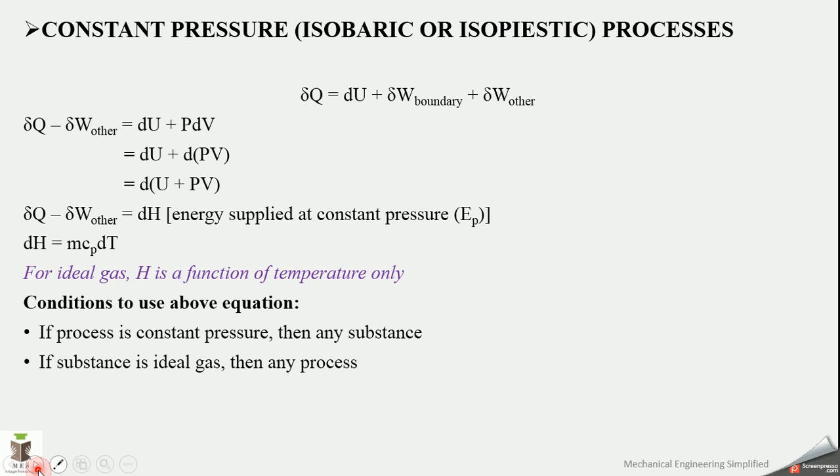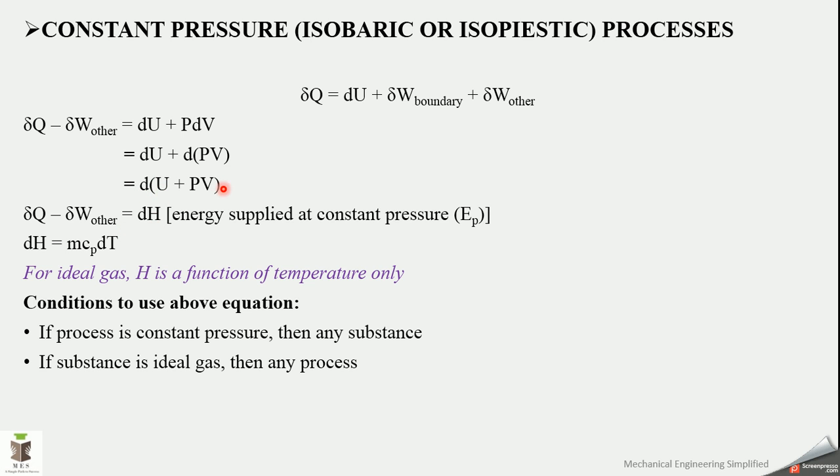Okay, then we have another process known as constant pressure, isobaric, isopiestic process. These are also the other names for constant pressure, that is isobaric or isopiestic. This is again the simple statement of first law of thermodynamics. Then we have del Q minus del W other is equal to dU plus p dV. This p dV is the boundary work. And if you write it in this way, you will get del Q minus del W other is equal to dH.